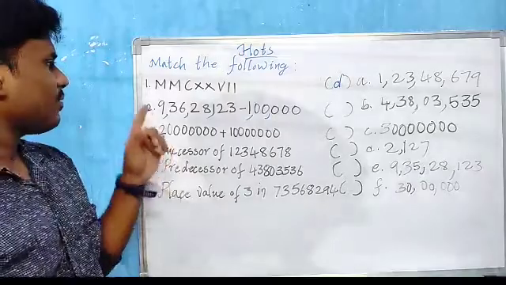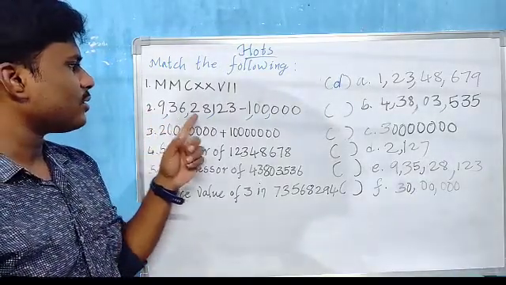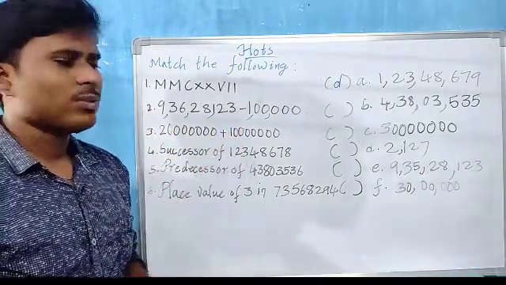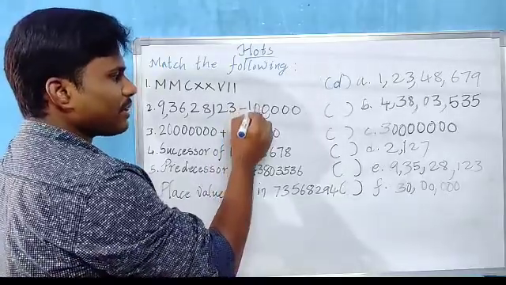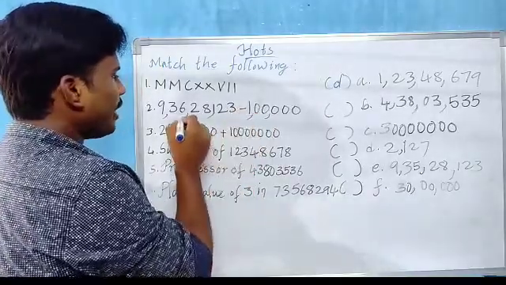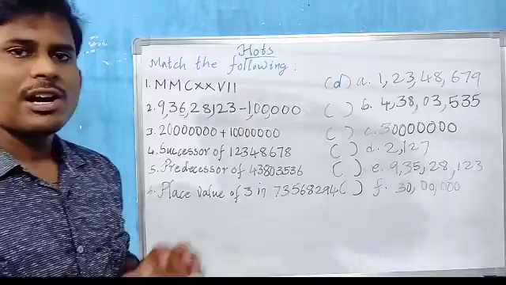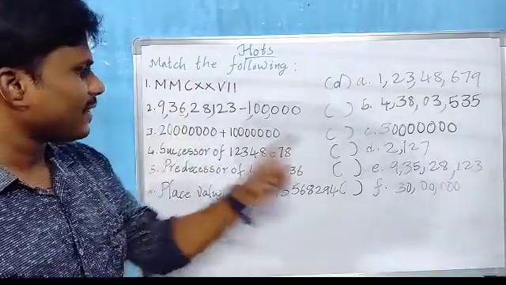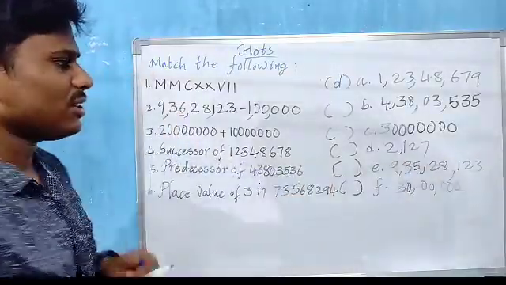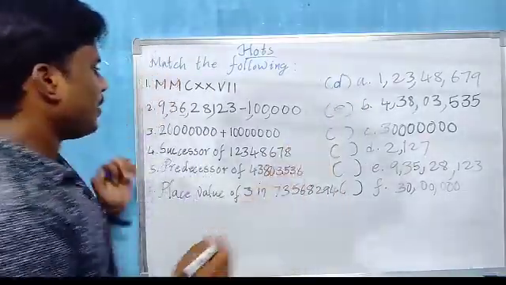See children, from 9 crore 36 lakh 28,123 we have to subtract this. Means see here, we have to subtract only 1. Which place? Lakhs place. So 6 minus 1 gives us 5. So 9 crore 35 lakh 28,123. That is option E, children.